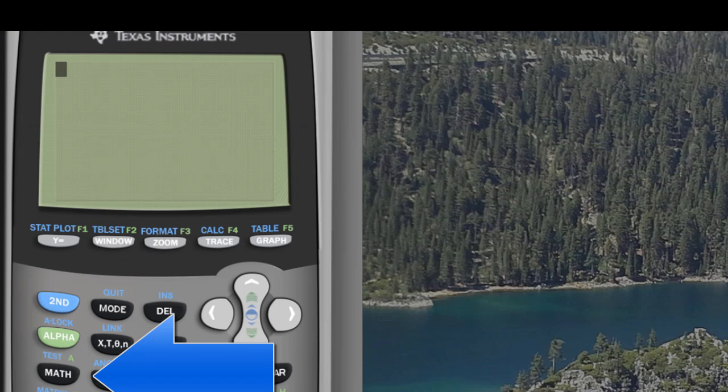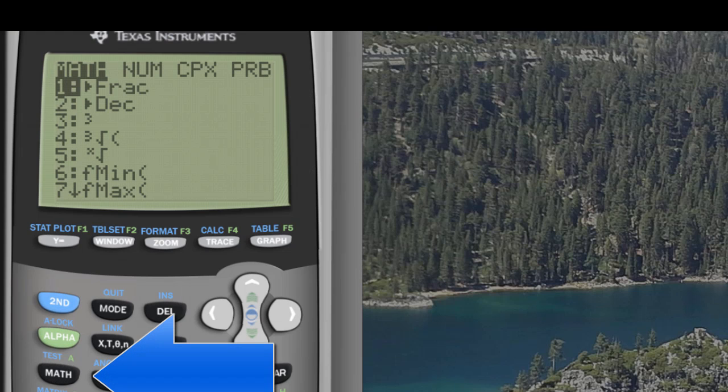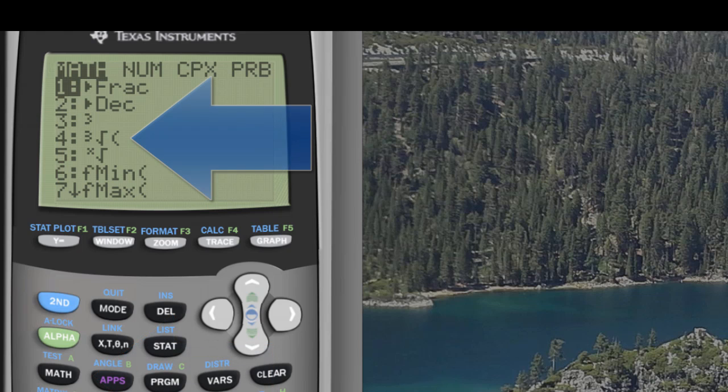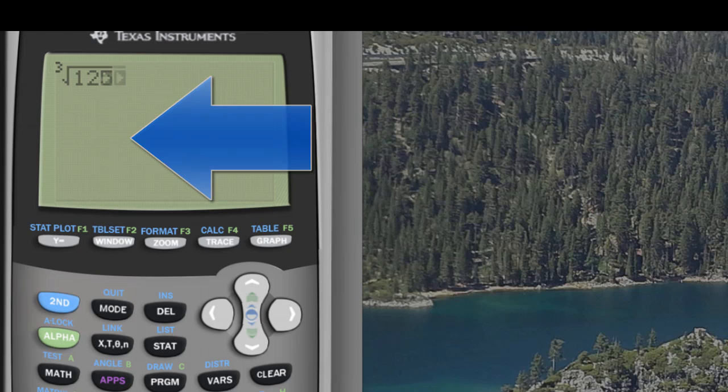So in my TI, I would go to the math menu, and there I would see that the fourth down is a cube root, and then I would type in my 125 and hit enter. And so now I know that 125 is 5 cubed. So now let's go back to our problem and use that fact to help us factor.